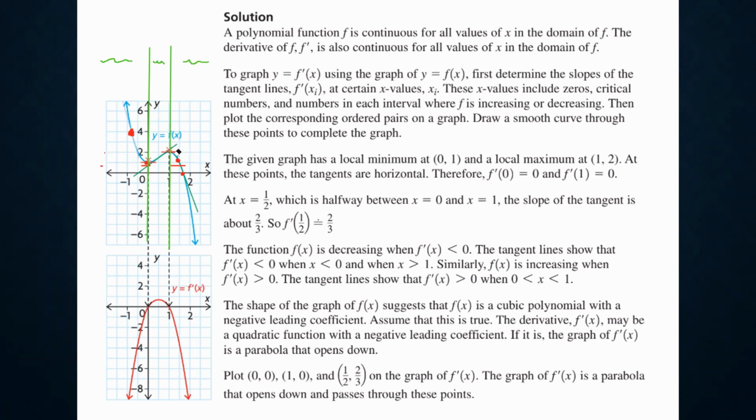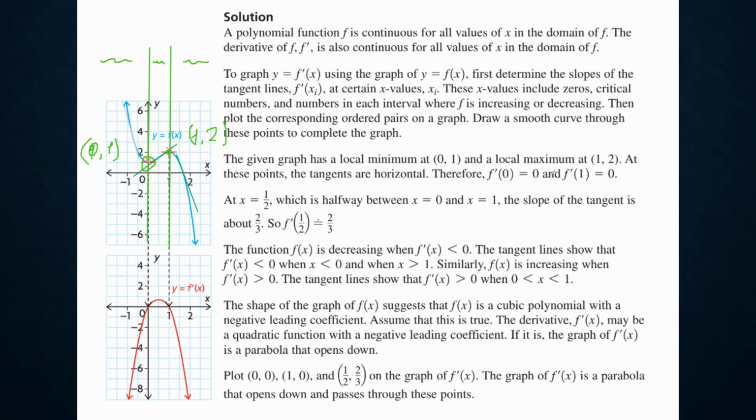Do you see it? Guys, I see this one. 0 and 1. Yeah. And local maximum at 1 and 2. Yeah. 1 and 2. I want you in your assignments to give coordinates of these points, okay? Okay.